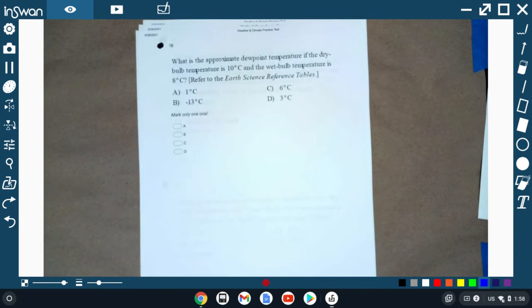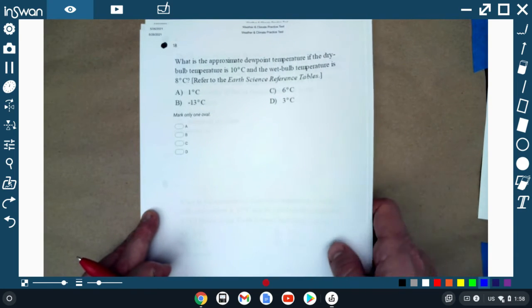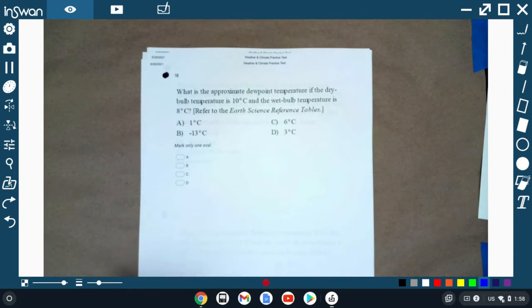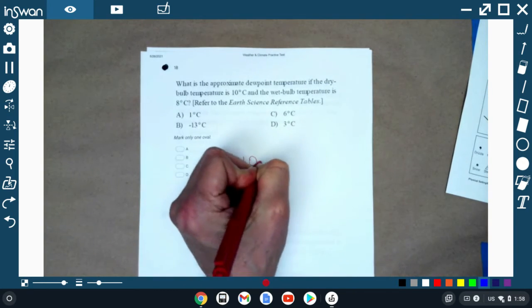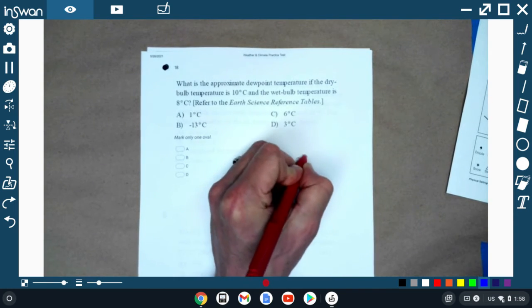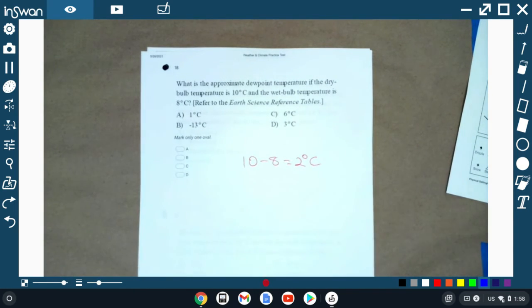Here's a question for dew point. So this is going to be in our reference tables. This is actually on page 12. I'll show that in a second. The temperature of the dry bulb was 10 degrees Celsius, and the wet bulb temperature is 8 degrees Celsius. So what do we need to do? Well, 10 minus 8 equals 2 degrees Celsius. And so here's what we do.